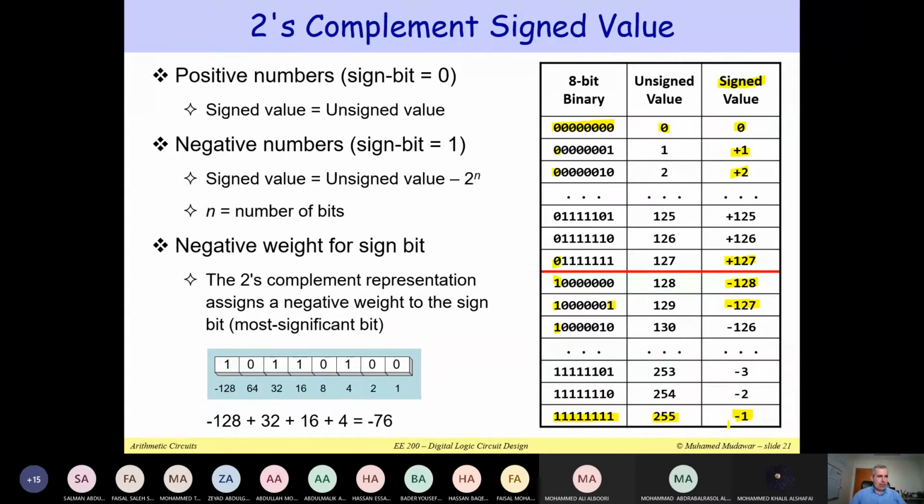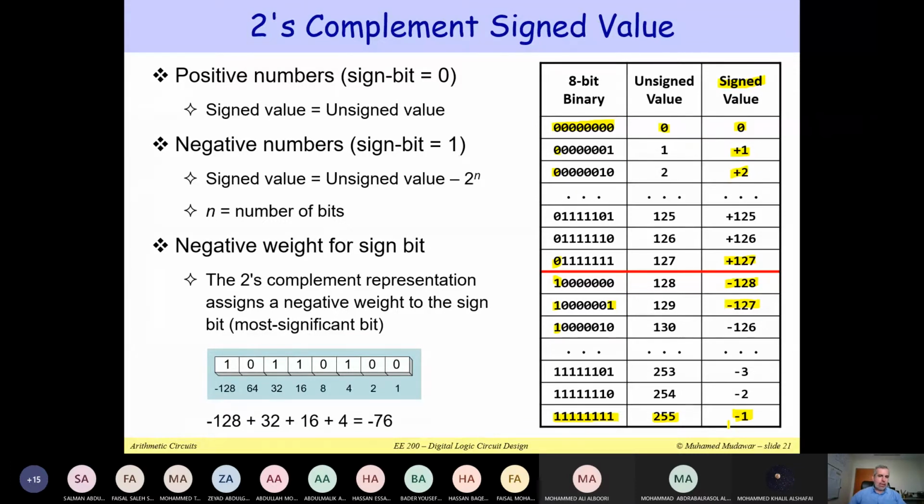We also have talked about sign magnitude and 1's complement. These are also other possible representations for a signed integer. But the standard way is 2's complement. This is why my focus here is on the 2's complement representation. But at the beginning of the semester, I also talked about sign magnitude, and I also talked about the 1's complement representation. So now you can relate the signed and the unsigned value.